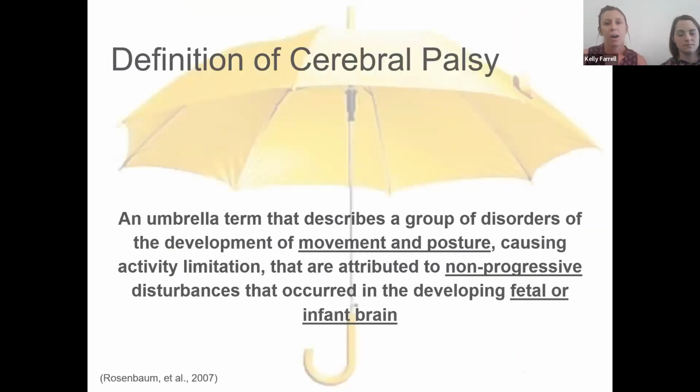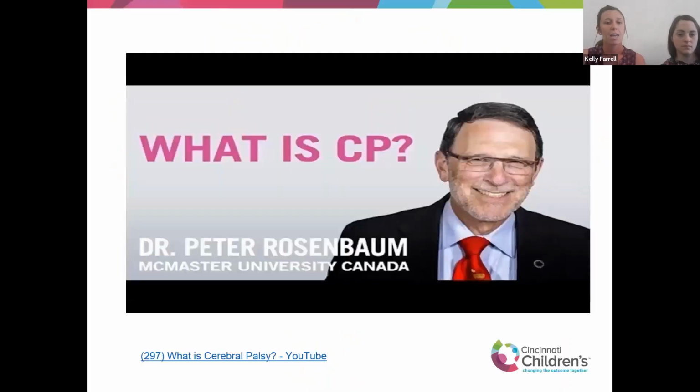What is CP? I don't know how many of you are familiar with CP, so we're going to start with a very basic definition of it. It is an umbrella term that describes a group of disorders of the development of movement and posture causing activity limitations that are attributed to non-progressive disturbances that occurred in the developing fetal or infant brain. Breaking that down, the key things here are fetal or infant brain, so 2 years or younger is common practice. And if there's one thing you take away, it's understanding that CP is non-progressive. It is a permanent disease, but that means that the brain injury will not produce further degeneration of the brain.